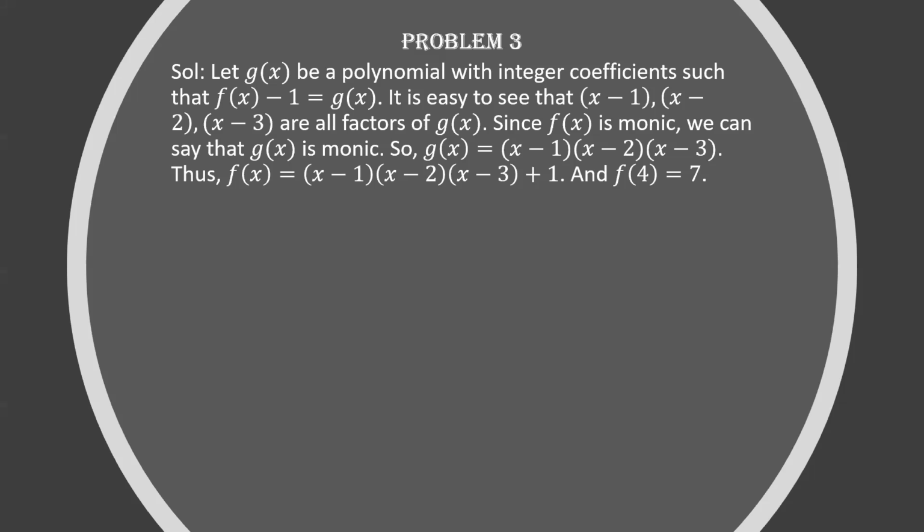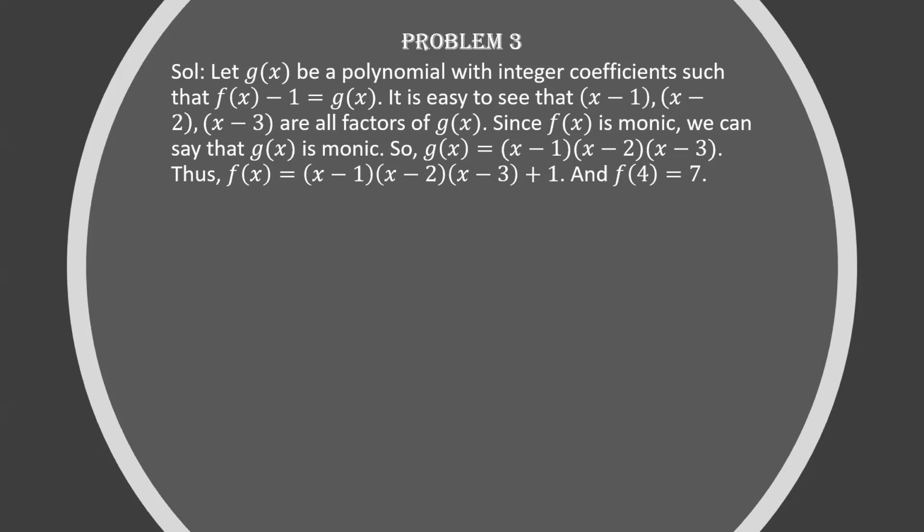I will dissect those equations, and by factor theorem I will make it into a polynomial equation. I will consider g of x as a polynomial with integral coefficients such that f of x minus 1 will be equal to g of x. We can prove this by factor theorem by easily seeing all 3 equations. We can see in all 3 equations in that system that x minus 1, x minus 2, x minus 3 are all factors of g of x.